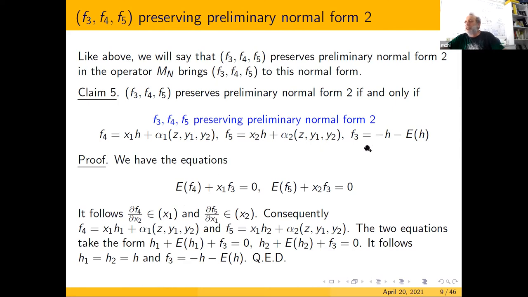This triple F3, F4 and F5 is parameterized by an arbitrary function H of all variables, and also by functions alpha 1 and alpha 2, which do not depend on x1, x2. This function comes as a solution of the equation where the Euler vector field applied to some function is a given function in the ideal generated by x1, x2. This equation has infinitely many solutions because we can add to any solution a function which doesn't depend on x1, x2. It's also a solution of the corresponding homogeneous equation: E applied to this function is zero. That's how alpha 1 and alpha 2 come here. The proof is also very simple. So this is what preserves preliminary normal form two.